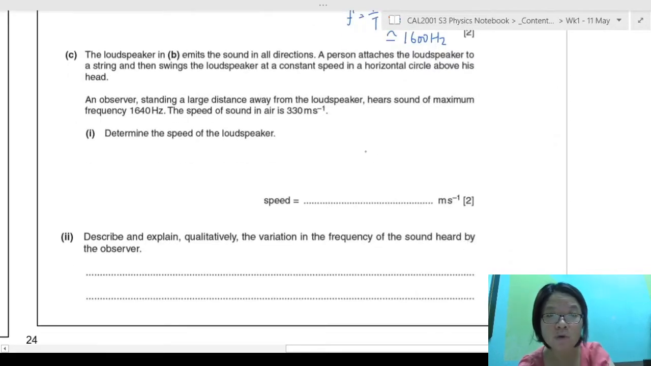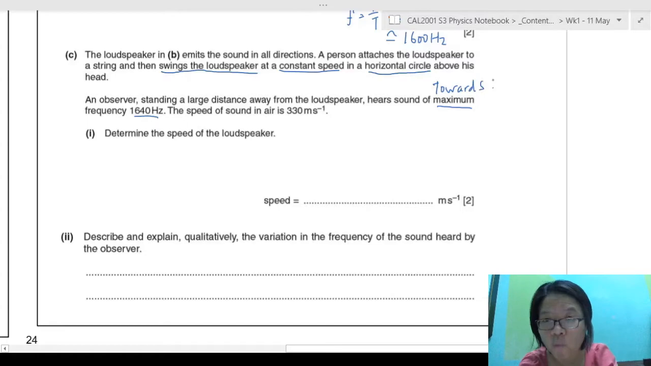Okay, so now this 1600 Hertz loudspeaker emits the sound in all directions. A person attaches the loudspeaker to a string and swings the loudspeaker at constant speed above his head. So he hears a maximum frequency of 1640. So maximum must be compressed towards the observer. Okay, so I'm going to use the ratio again. fO is equal to v over v.